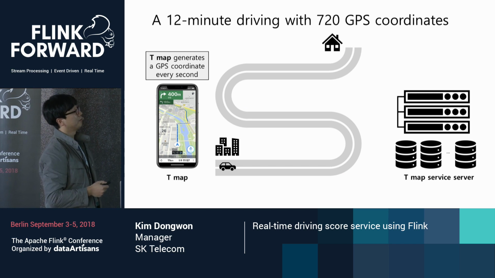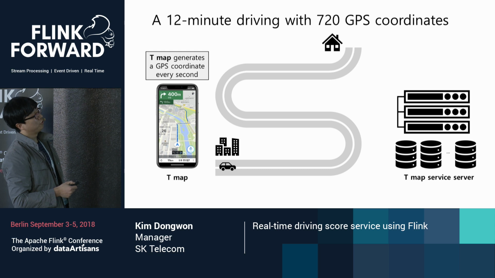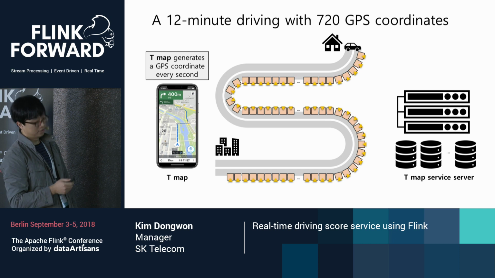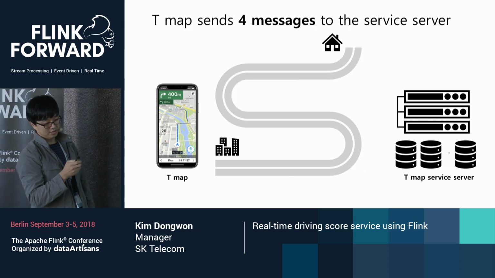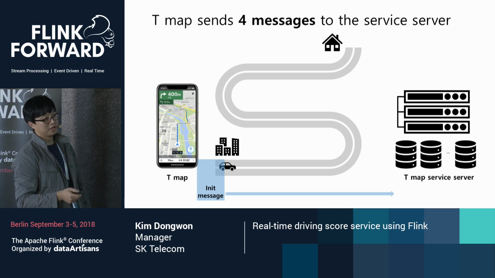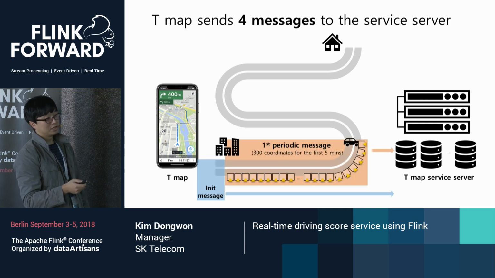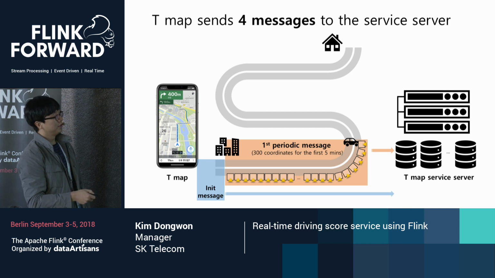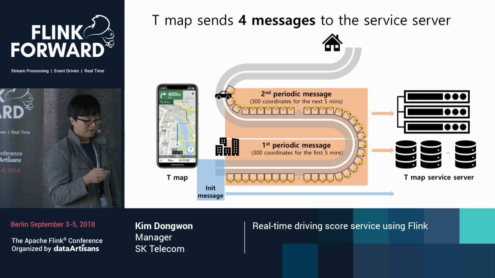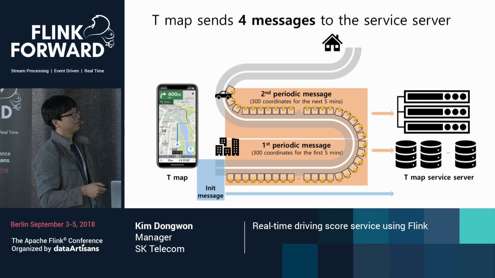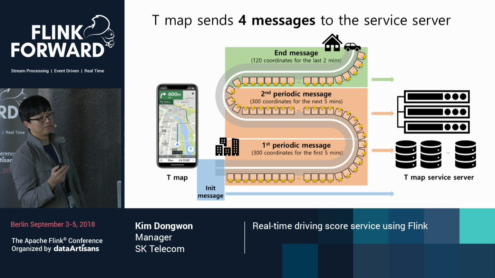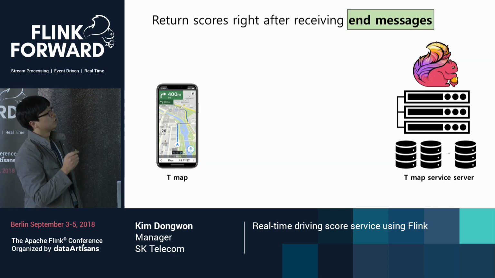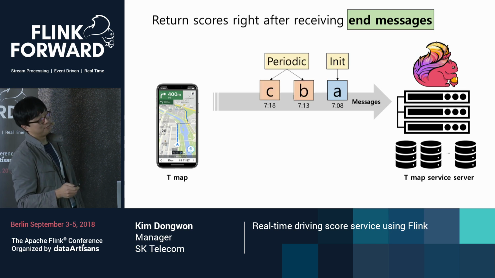TMap generates a GPS coordinate every second. For a 12-minute driving session, we will have 720 GPS coordinates. Instead of sending these individual GPS coordinates to the service server, we send just 4 messages like this. We first send an start message which contains no GPS coordinate. Then after 5 minutes, we send the first periodic message which contains 300 coordinates for the first 5 minutes. After another 5 minutes, we send the second periodic message which contains 300 coordinates for the next 5 minutes. Finally, we send an end message which contains 120 coordinates for the last 2 minutes, and which signifies the end of a session. What I want to do is return scores right after receiving the end message.